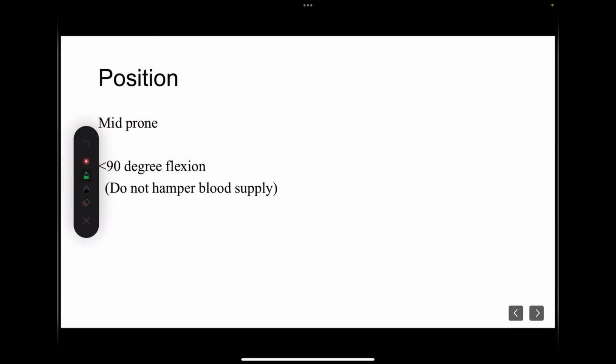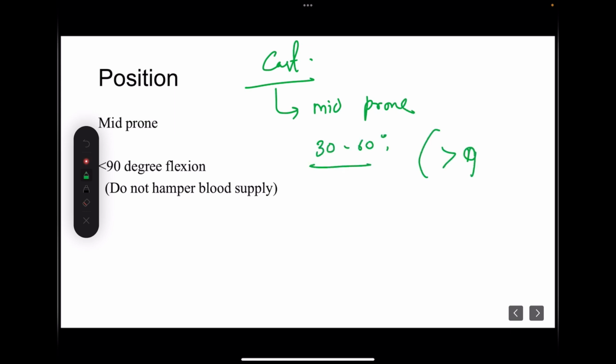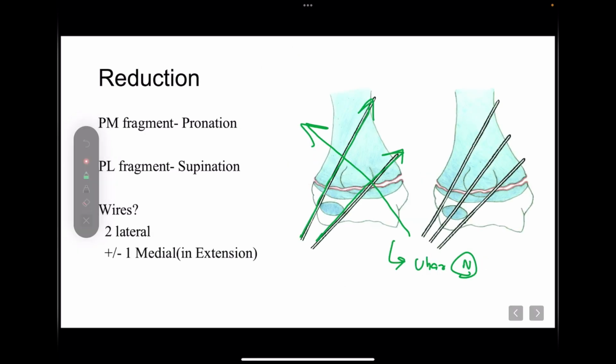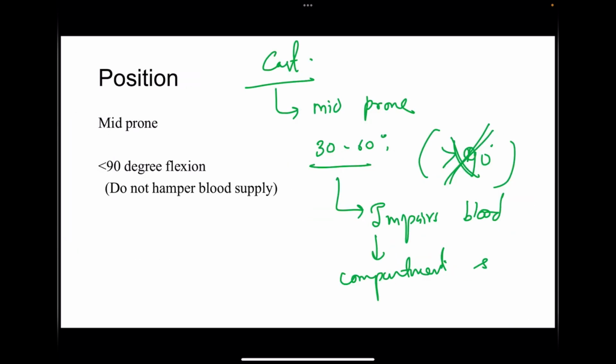Once you have reduced and put the pin, the supracondylar humerus fracture has become stable. After that, you put the cast also. That cast should be put in mid-prone position and elbow flexion of nearly 30 to 60 degrees only. Never more than 90 degrees, because this impairs the blood supply and the chances of developing compartment syndrome will be very high. So never ever put this cast in more than 90 degrees flexion.